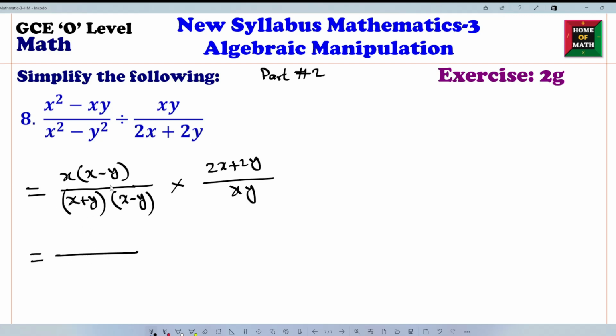Look, this x minus y and this x minus y we can cut. Here x and x we can cut. So here, if we take common 2, here is x plus y, and here is y and x plus y. So again we can cut x plus y, our answer will be 2 by y.